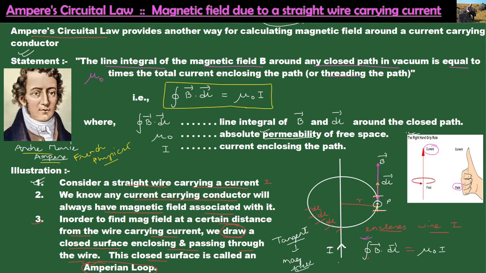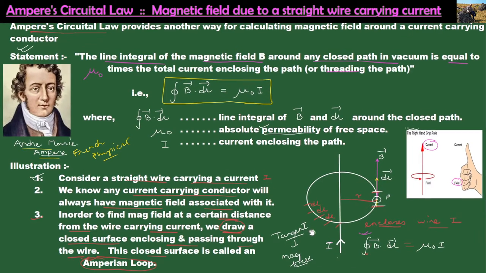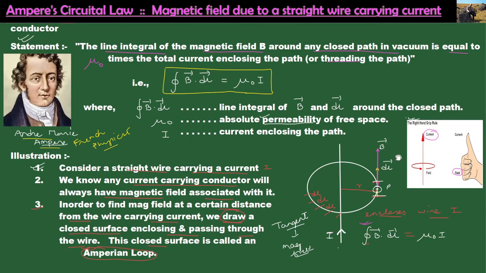Now let us study one application of Ampere's circuital law. In order to find the direction of the magnetic field at any point P, we have to draw a tangent, and it is evident that the direction of the magnetic field will be in this direction, which means if the current is moving upward, the magnetic field line will pass in this Ampere loop. This surface which I have drawn over here is a circular surface, and that closed surface is what we define as what?